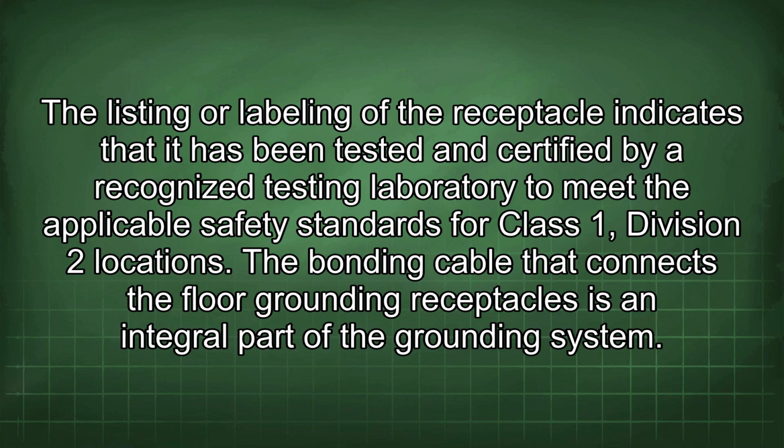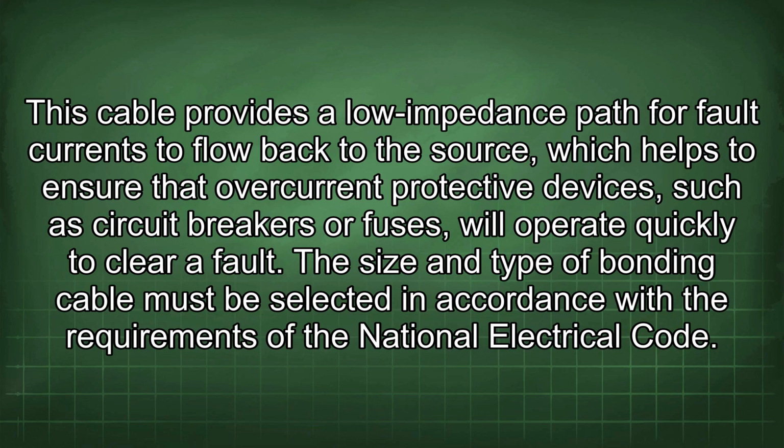The bonding cable that connects the floor grounding receptacles is an integral part of the grounding system. This cable provides a low-impedance path for fault currents to flow back to the source, which helps to ensure that overcurrent protective devices, such as circuit breakers or fuses, will operate quickly to clear faults. The size and type of bonding cable must be selected in accordance with the requirements of the National Electrical Code.